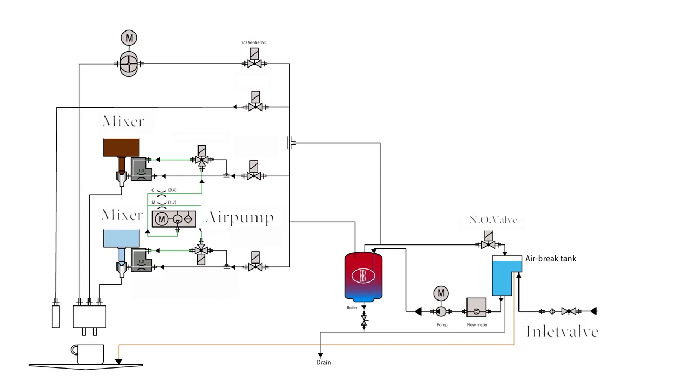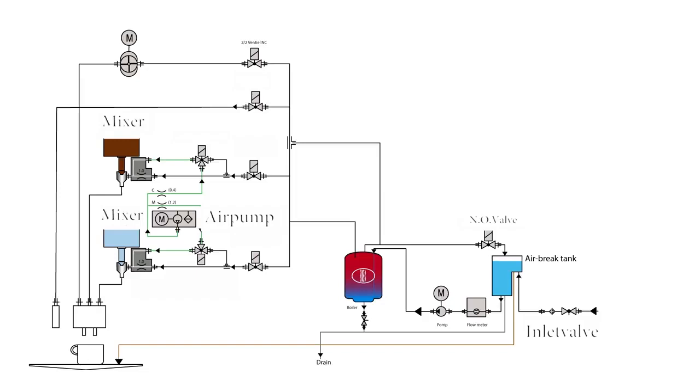When a product selection button is pressed, water from the air brake tank is pumped into the boiler. The filling pipe inside the boiler guides cold water to the bottom of the boiler to prevent incoming cold water from directly mixing with hot water. The required amount of water is measured by the flow meter. The pump is switched off once the required amount has been pumped into the boiler. Water is heated up in the boiler.